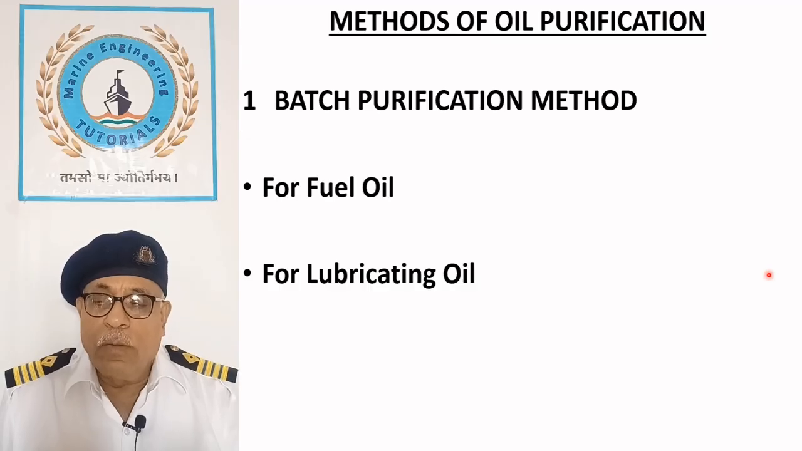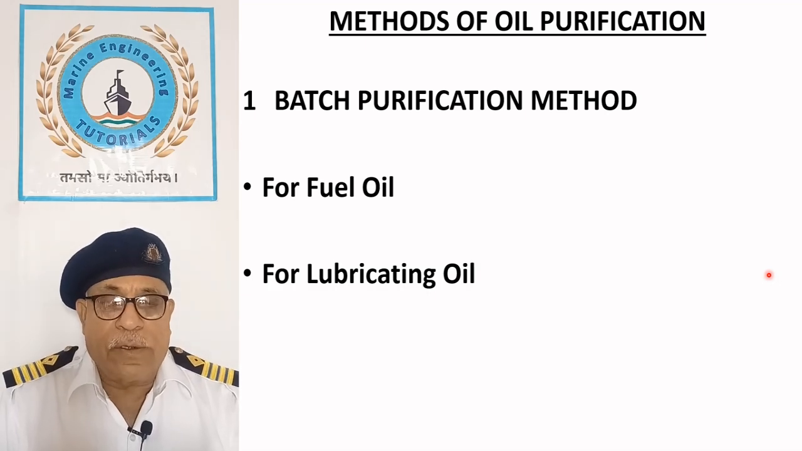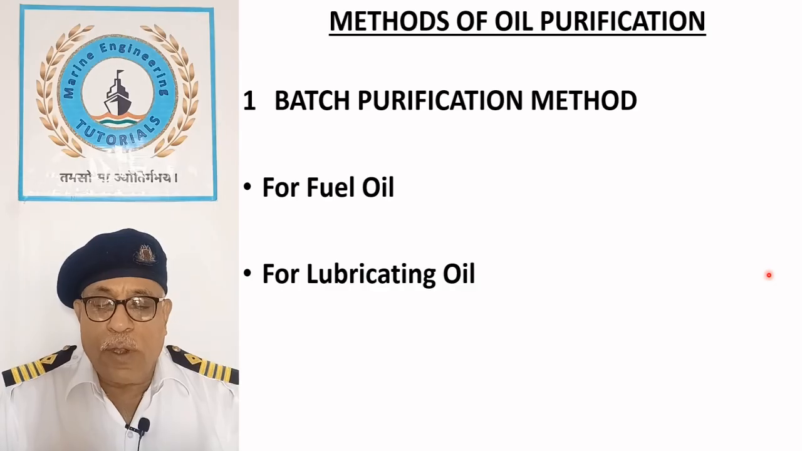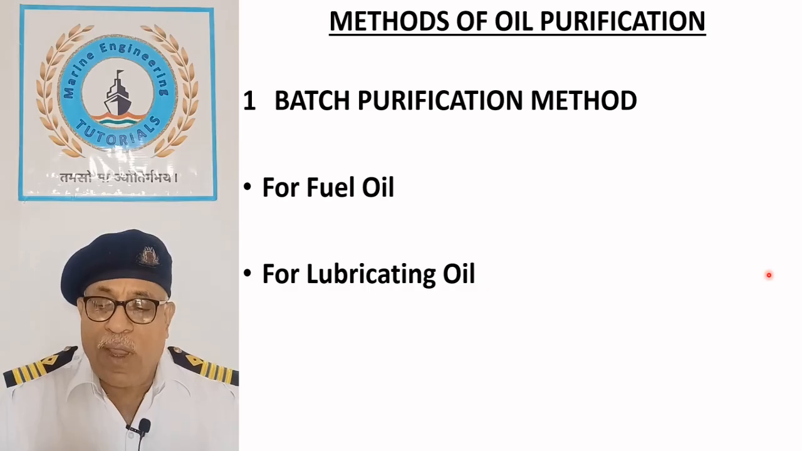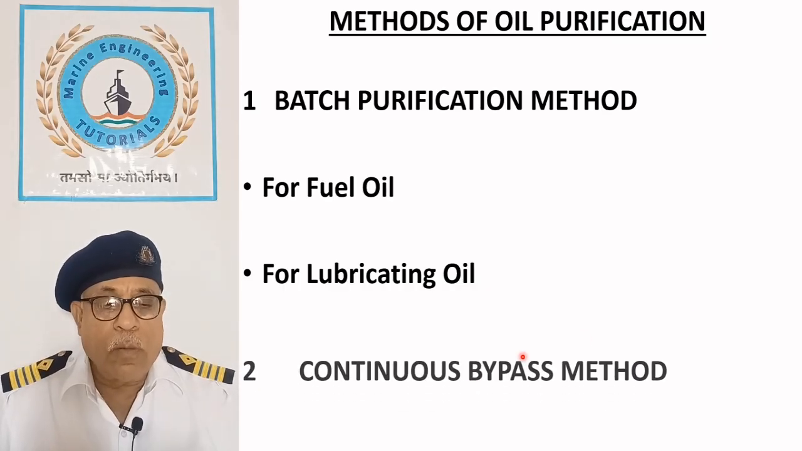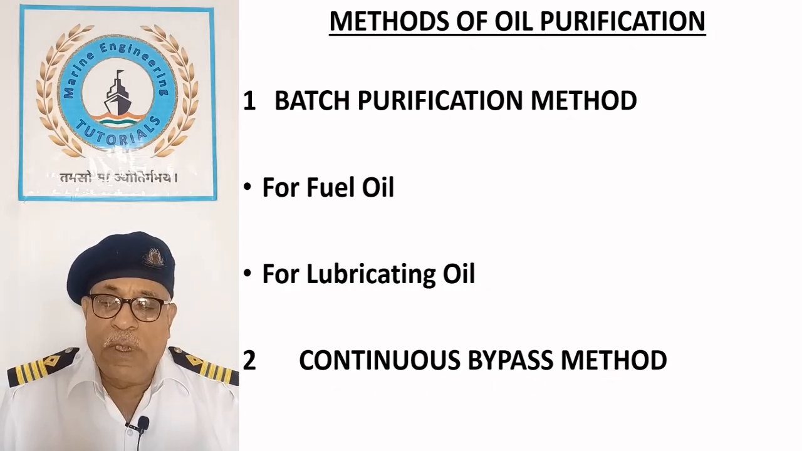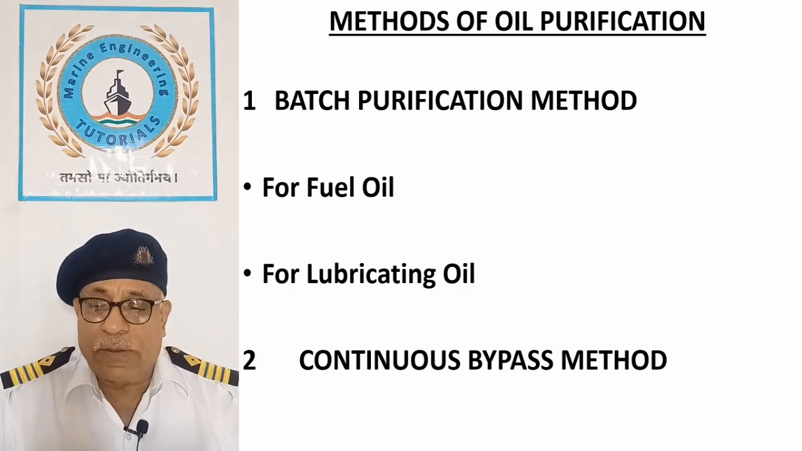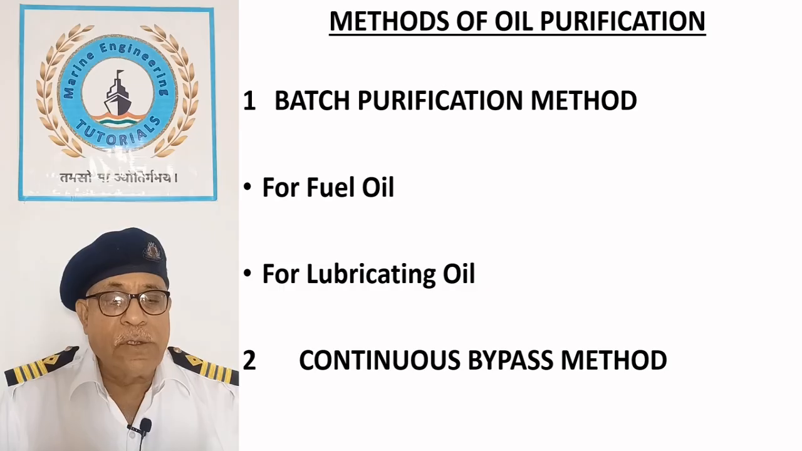After purification, the system lines are drained and the engine sump is thoroughly cleaned. If the voyage has to continue immediately, a fresh oil charge is used. Otherwise, the old oil is reused after successful batch purification. Continuous bypass method. Lubricating oil purifiers for propulsion engines and turbines are usually arranged to operate on the continuous bypass method, which we will discuss in the next slide.